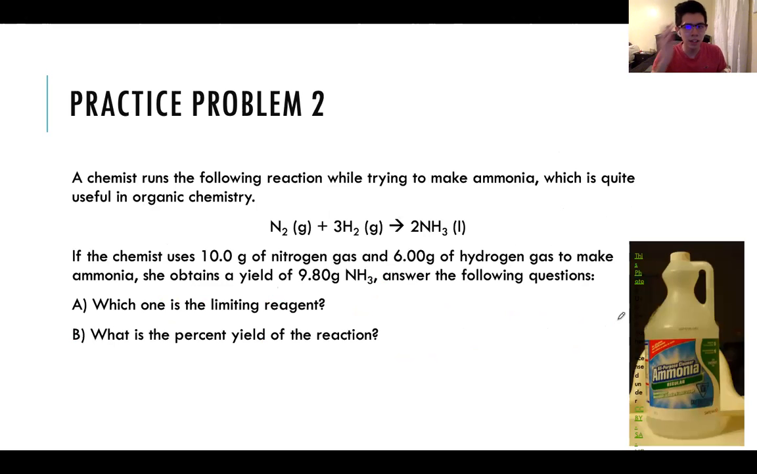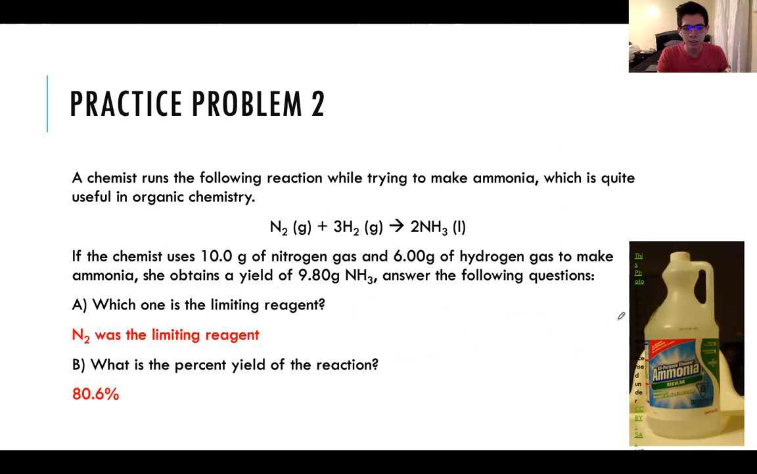Okay, and here's a second practice problem that you can do if you have free time. Feel free to pause it here if you would like to run through this, and then I'm going to show the answers now. So nitrogen was the limiting reagent, and you should have gotten a percent yield of the reaction of 80.6%.